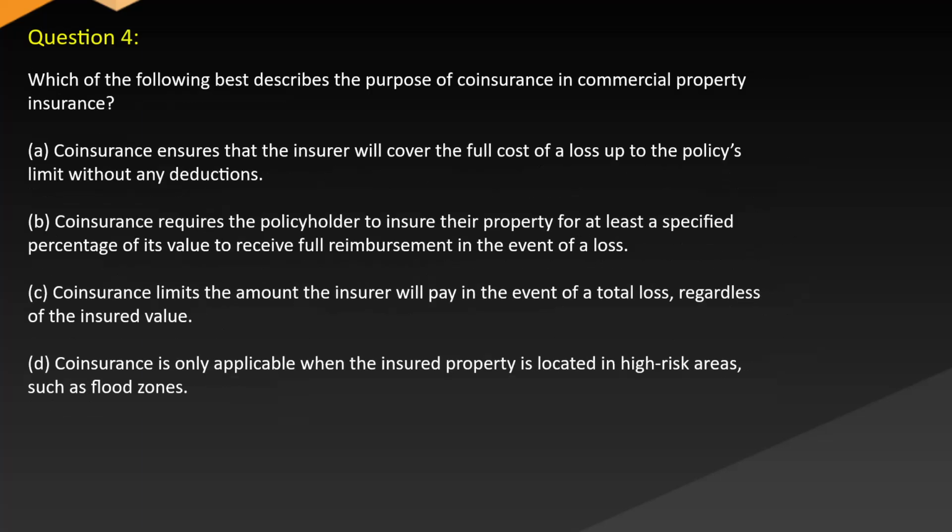Question 4. Which of the following best describes the purpose of coinsurance in commercial property insurance? A. Coinsurance ensures that the insurer will cover the full cost of a loss up to the policy's limit without any deductions. B. Coinsurance requires the policyholder to insure their property for at least a specified percentage of its value to receive full reimbursement in the event of a loss. C. Coinsurance limits the amount the insurer will pay in the event of a total loss, regardless of the insured value. D. Coinsurance is only applicable when the insured property is located in high-risk areas, such as flood zones.